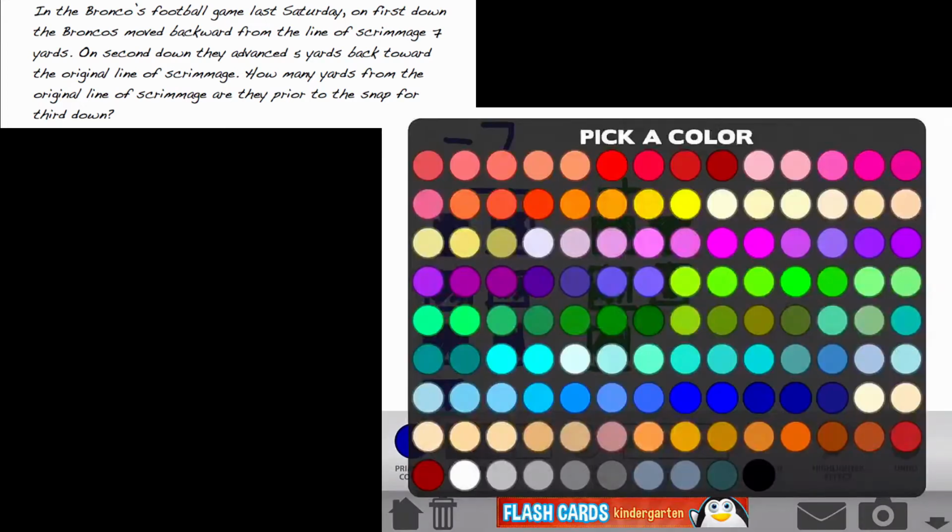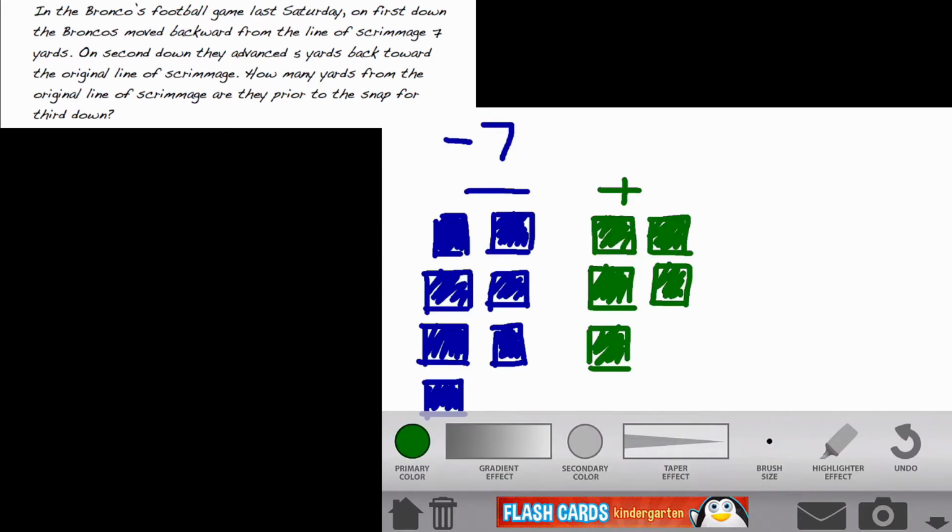So our problem today, if the Broncos moved backward 7 yards, then they are going -7 yards. If on second down they moved forward or advanced 5 yards, we are adding 5 more to that.